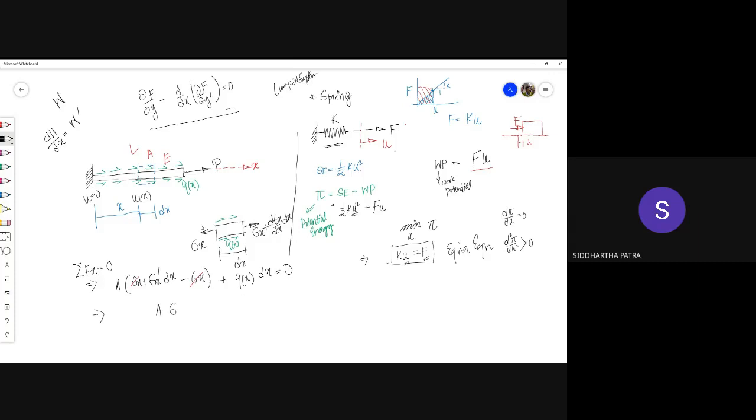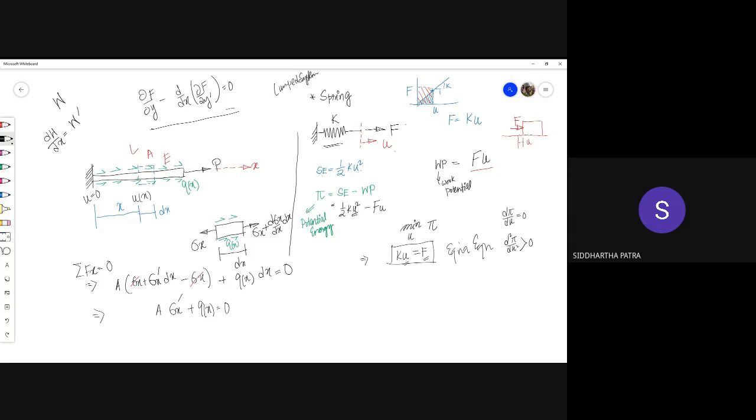A times sigma x prime plus q of x equals 0. Okay. But then our differential equation should be in terms of u.